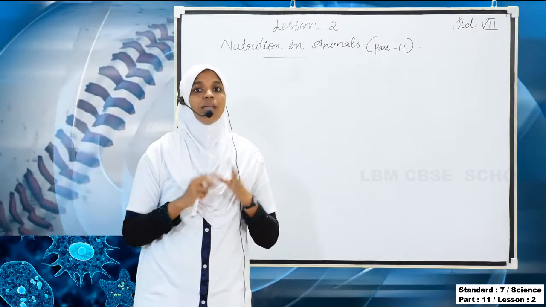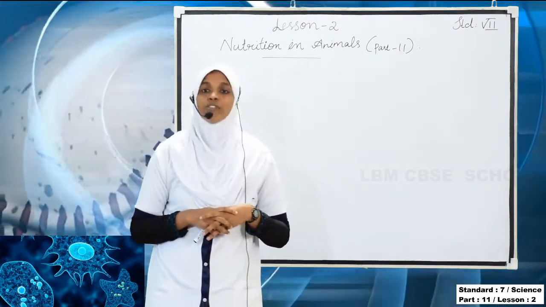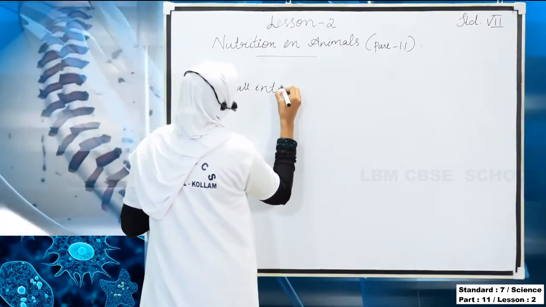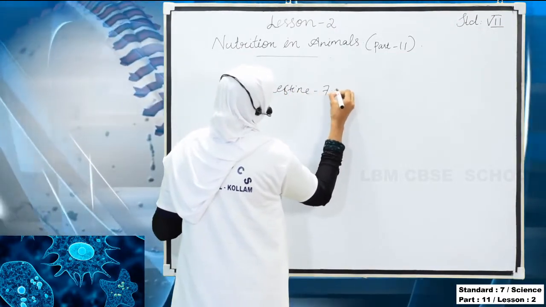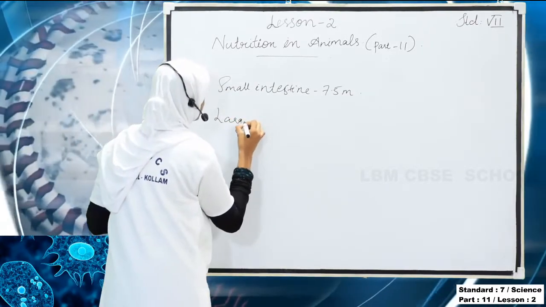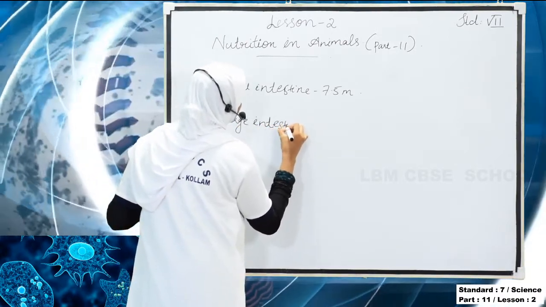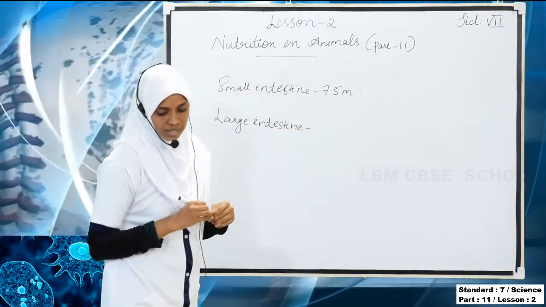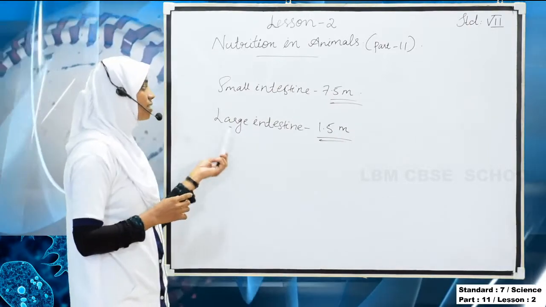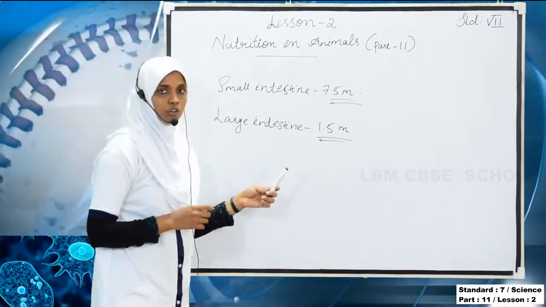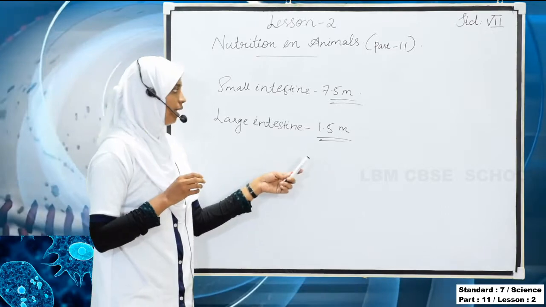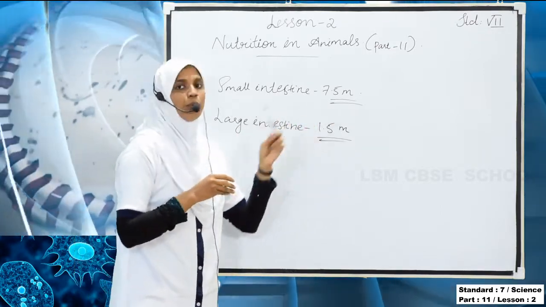We already learned about the small intestine, and what is its length? It is 7.5 meters long. And the length of the large intestine is 1.5 meters. Comparing these two values, which is smaller? The large intestine is smaller, because it is 1.5 meters, and the small intestine is 7.5 meters.